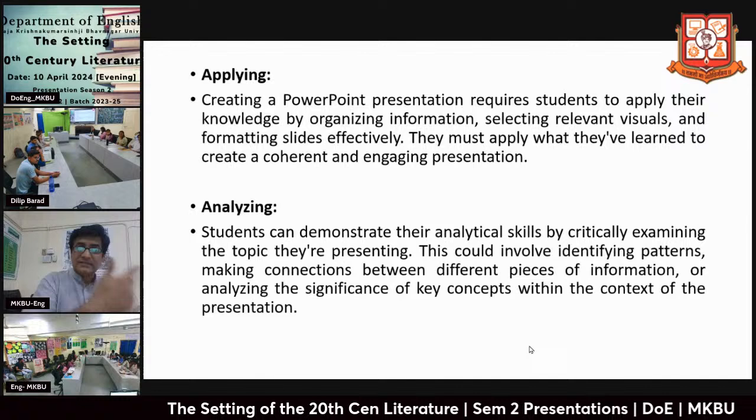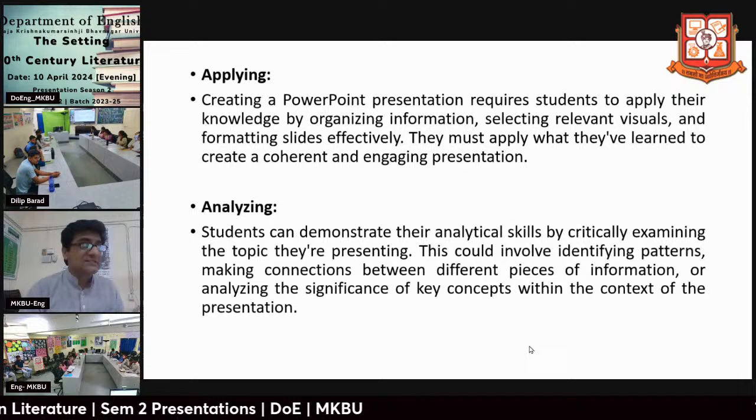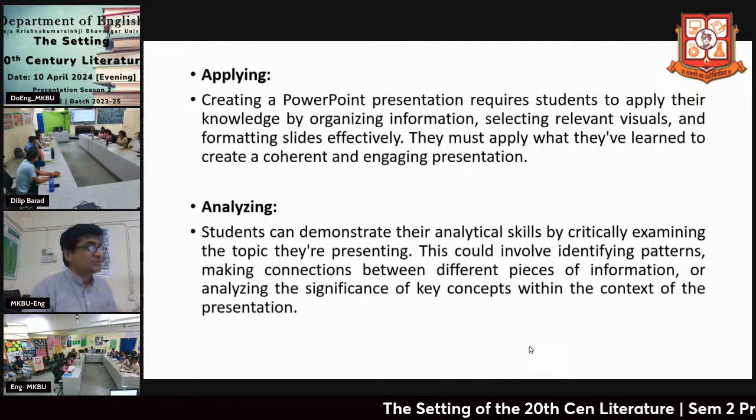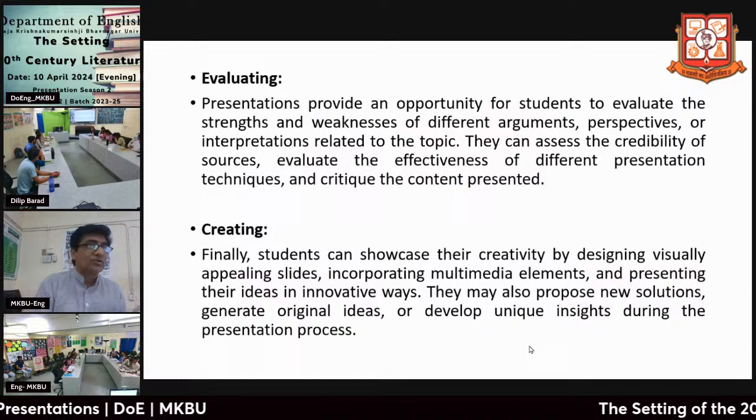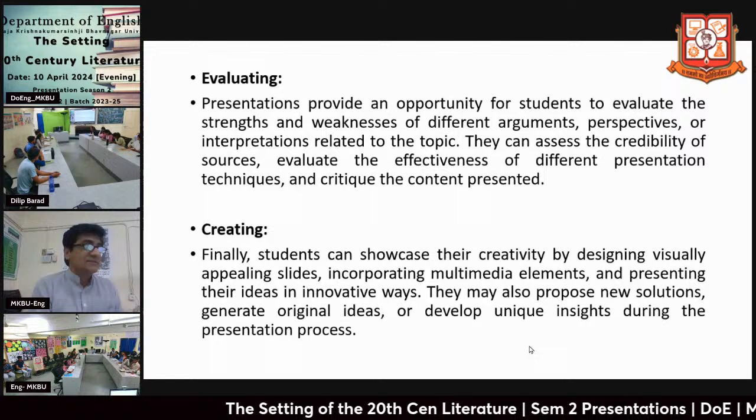This could involve identifying patterns, making connections between different pieces of information, or analyzing the significance of key concepts within the context of the presentation. And evaluating presentations provide an opportunity for students to evaluate the strengths and weaknesses of different arguments, perspectives or interpretations related to the topic. They can assess the credibility of sources, evaluate the effectiveness of different presentation techniques, and critique the content presented.